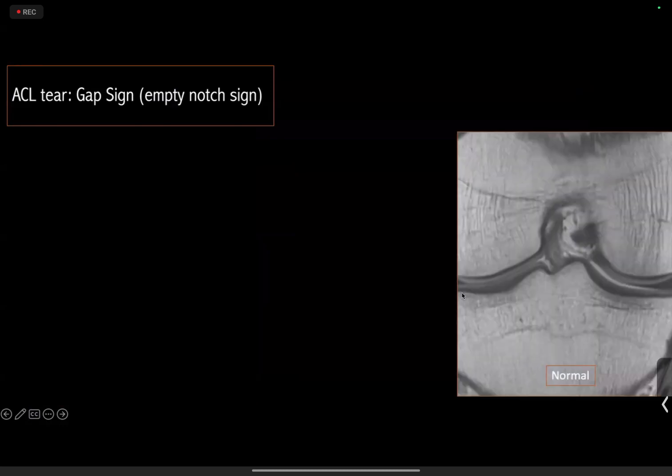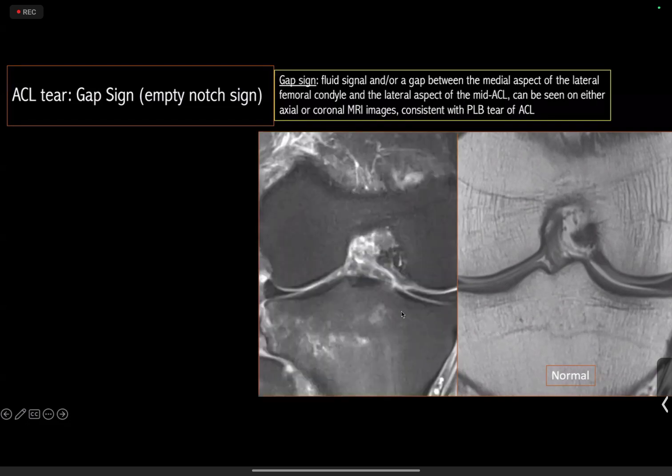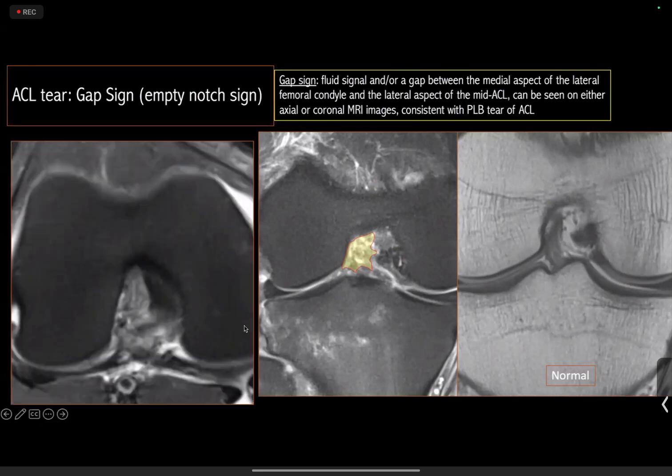Next comes the gap sign. Normally, we expect that in the femoral intercondylar notch, the ACL bundles would go very close to the bone cortex. If there is trauma, and if it is a full thickness tear, that entire ligament bundle, which would be evidently seen in a normal case, is not there, and that would be occupied by fluid intensity or connective tissue which has come up because of the trauma. This would be appreciated in all the planes, majorly the coronal and the axial planes. So the empty notch, or the gap sign, would again be an indicator of a torn ACL.